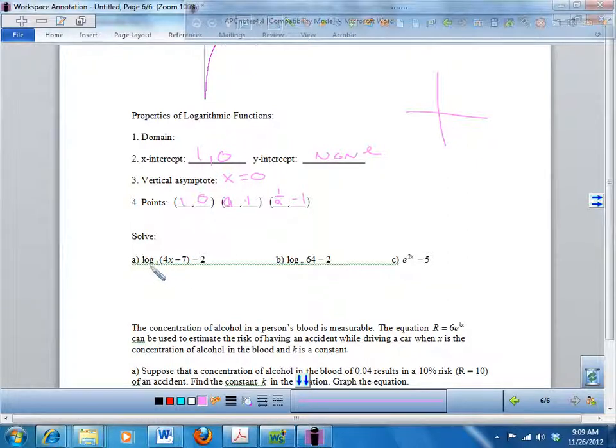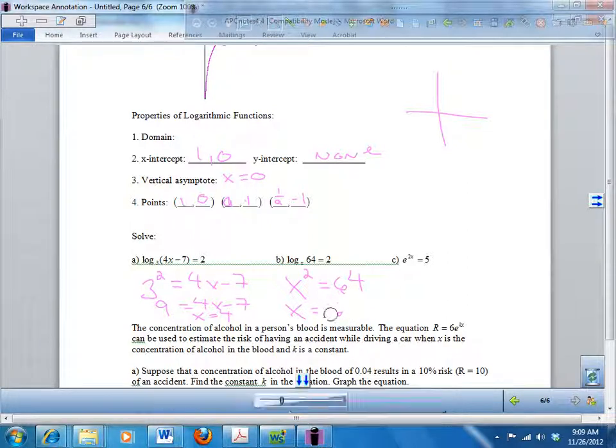Okay. So to solve stuff like this, this to the this equals this. So 3 to the 2 equals 4x minus 7. You understand that? 3 to the 2 equals 4x minus 7. So 9 equals 4x minus 7. I think you can do the rest, right? Okay, is this an x down here? X to the 2 equals 64. What's x? Plus or minus 8. But you can't really have a negative base, so you just use 8.